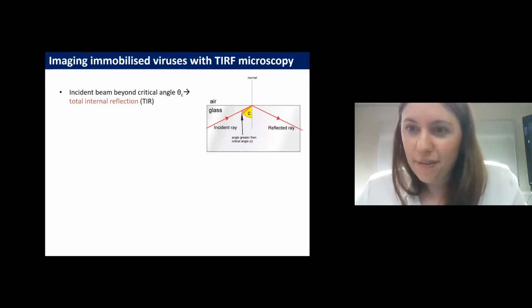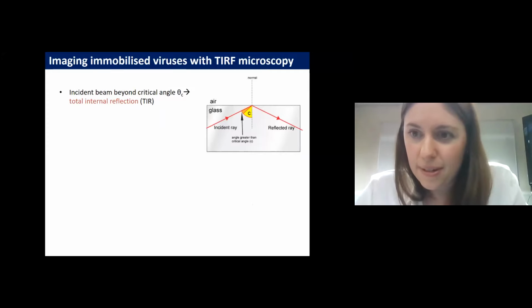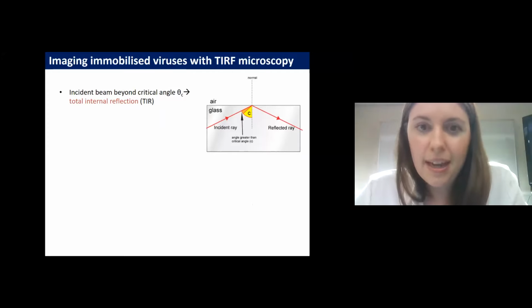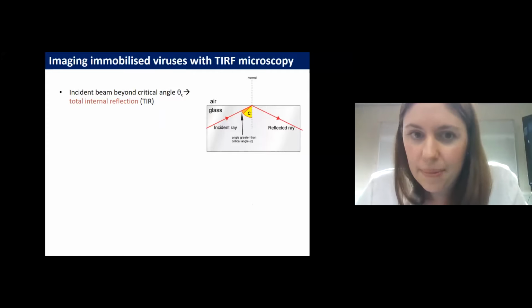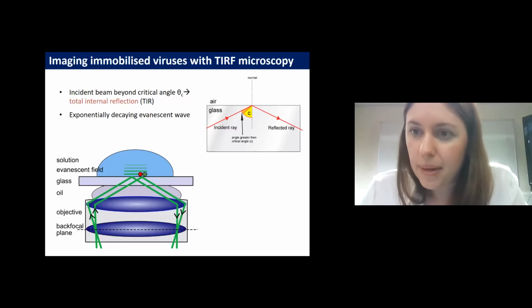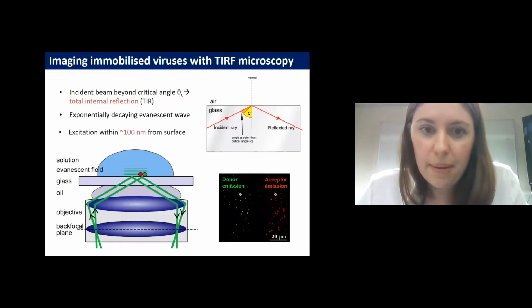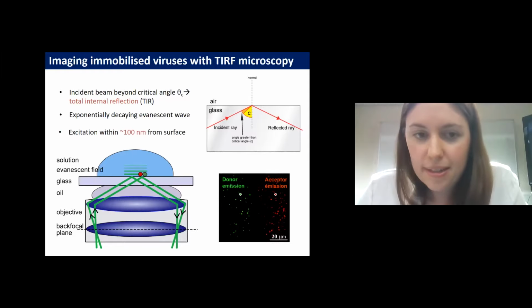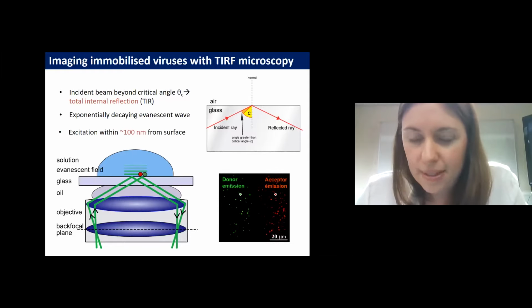So as well as looking at diffusing viruses, we have another technique, which is to look at viruses that are immobilized on the surface of a slide. And we do this using something called TIRF microscopy, or total internal reflection fluorescence microscopy. So here the incident light beam is shone at the sample at an angle greater than the critical angle, so that the light is totally internally reflected. However, you get an exponentially decaying evanescent wave at the same frequency, which passes into your sample. And because this is decaying, it only passes into the sample within about 100 nanometers of the surface.